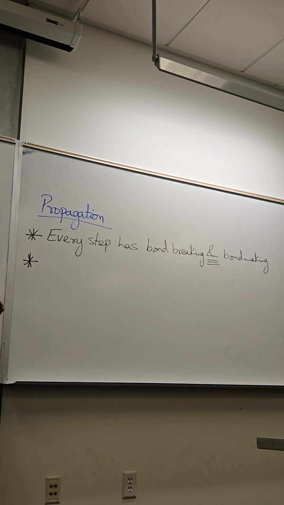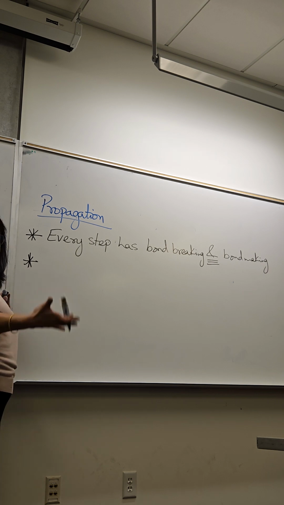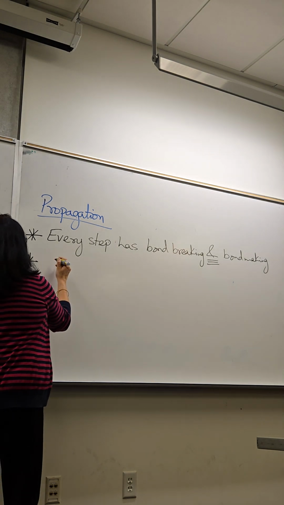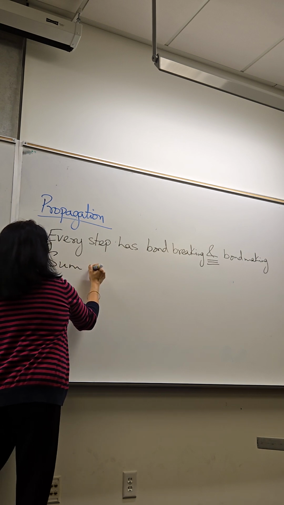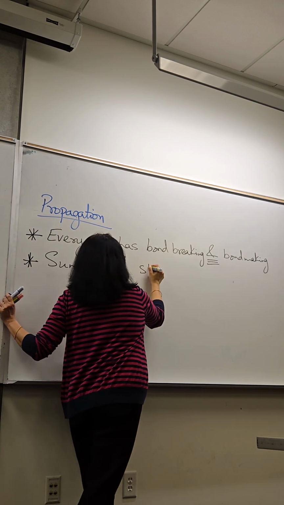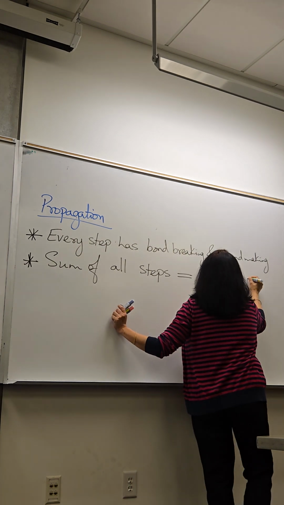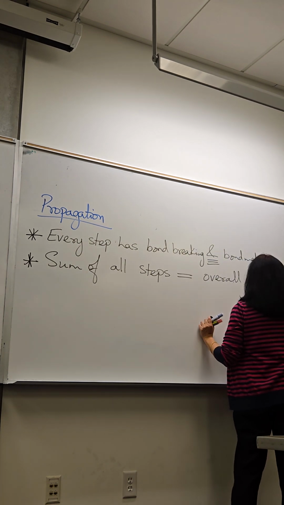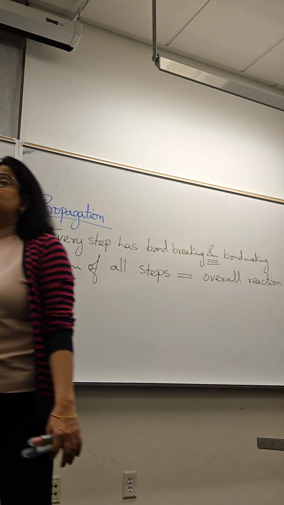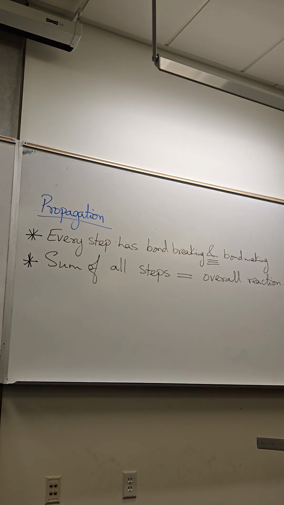Next thing that is very, very important in this stage, which must be demonstrated, is that the sum of all steps must equal the overall reaction equation. If that's not happening, something's wrong. Remember in this example, this is our overall reaction equation, right? So when we write the steps in the propagation stage and you add all those steps up, it should equal that. Otherwise, something's wrong.